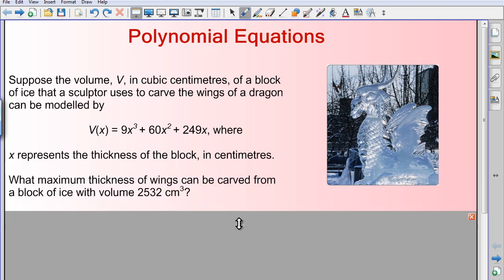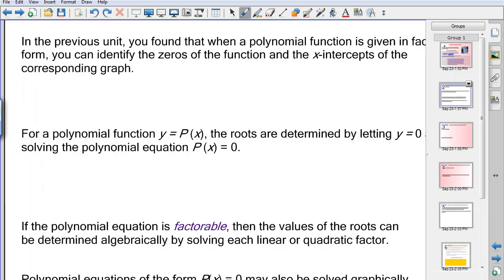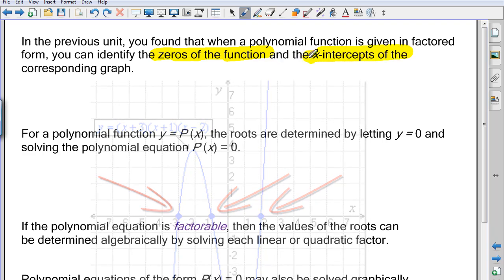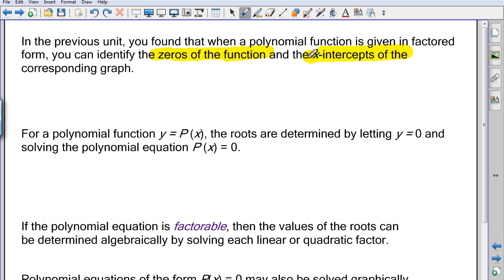Later on we are going to take a look at working through a solution where a set volume is chosen and we are going to try and find the maximum thickness of wings that can be carved from a block of ice. And we can do this by factoring. Recall, for example, in the last unit that we found when factoring polynomial functions we are able to identify the zeros of the function and in turn represent and identify the x-intercepts. This is helpful in sketching or in graphing.